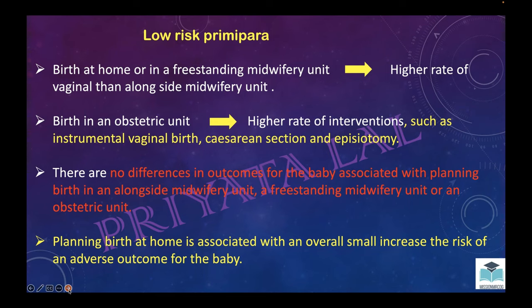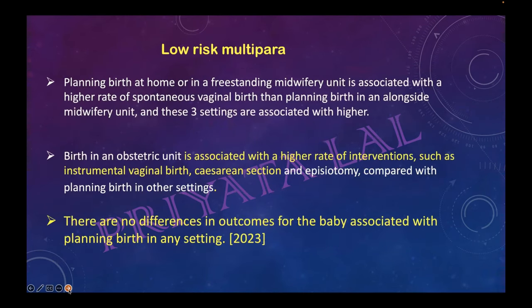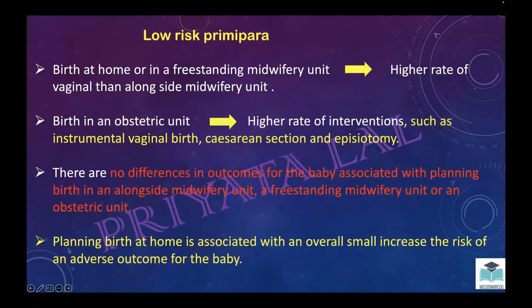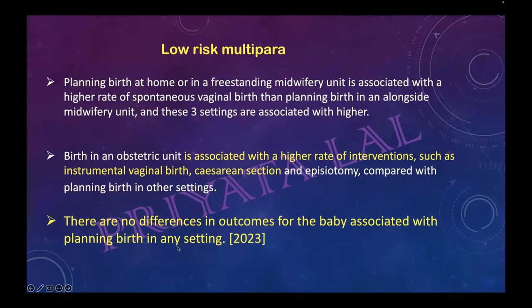Now, low risk multipara. What they say is that planning birth at home or in midwifery units, there are more chances of vaginal birth as compared to planning in an obstetric unit. Apart from this, with the obstetric unit it is the same, interventions would be higher, whether it is a low risk primipara or a low risk multipara. There is no difference in the outcome for the baby whichever setting they plan birth in. But in low risk primipara, if they plan birth at home, then there is a small increase in adverse outcome for the baby, but it is not there for the low risk multipara. So this is the difference. Rest everything is the same. And this part is important because it would be used in your counseling.